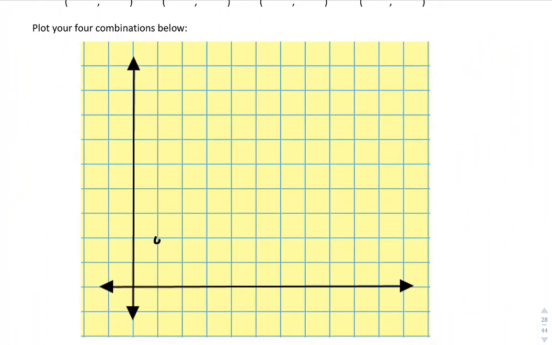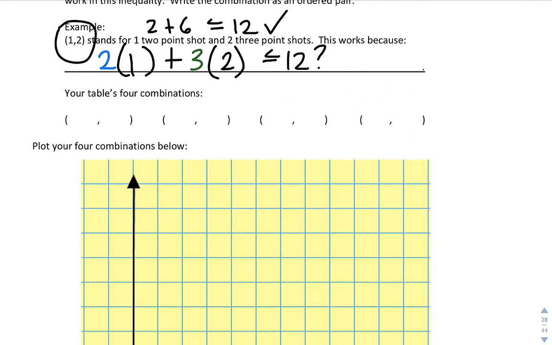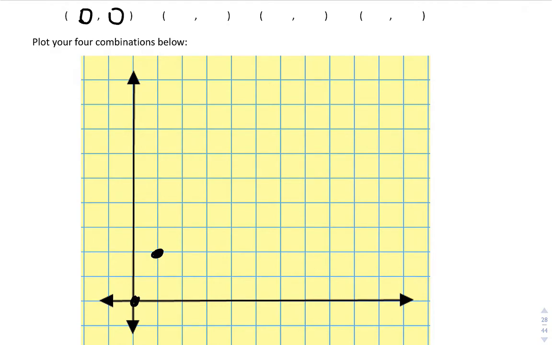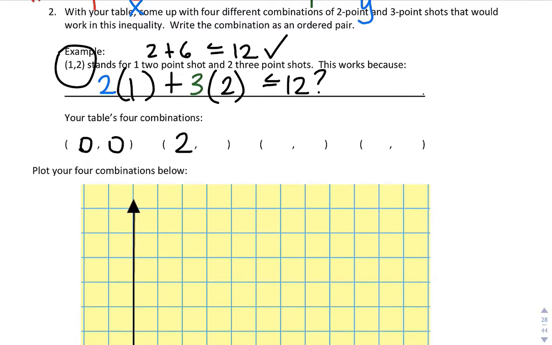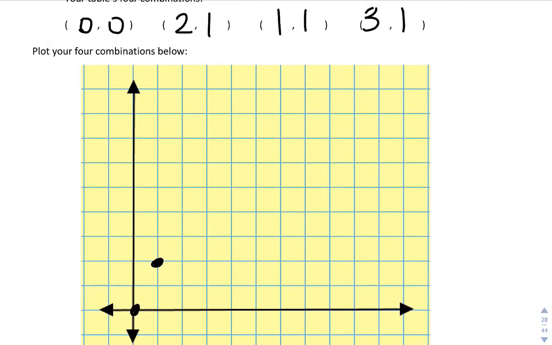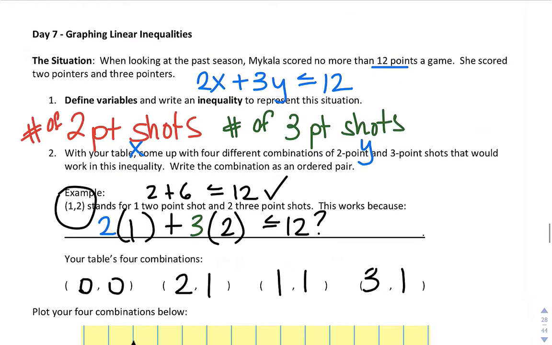So I'm going to go over 1 up 2. That coordinate would work in this situation. You could score 0 of each, 0 2-point shots and 0 3-point shots, and that would be less than or equal to 12. You could score 2 2-point shots, 1 3-point shot, and that would work. You could do 1 of each. You could do 3 2-point shots and 1 3-point shot. So all of these work, so I'm going to graph them: 2, 1, 1, 1, 3, 1. This just illustrates that there can be more than one point that satisfies this inequality, more than one answer that can work.